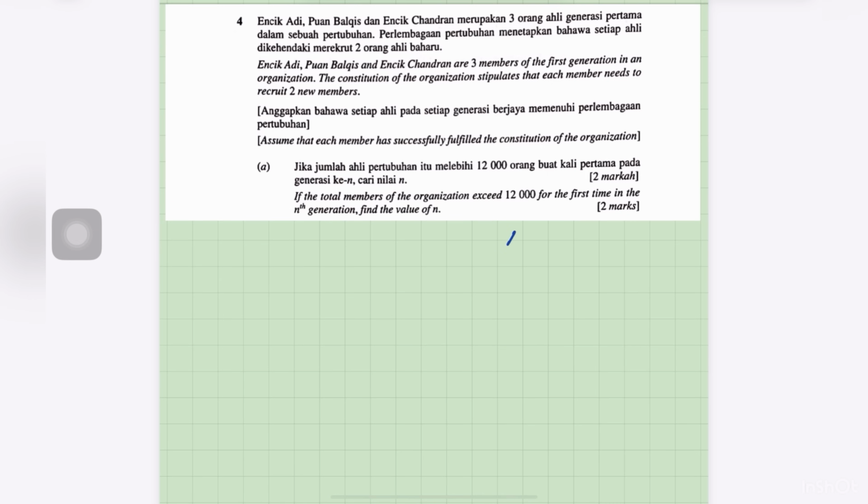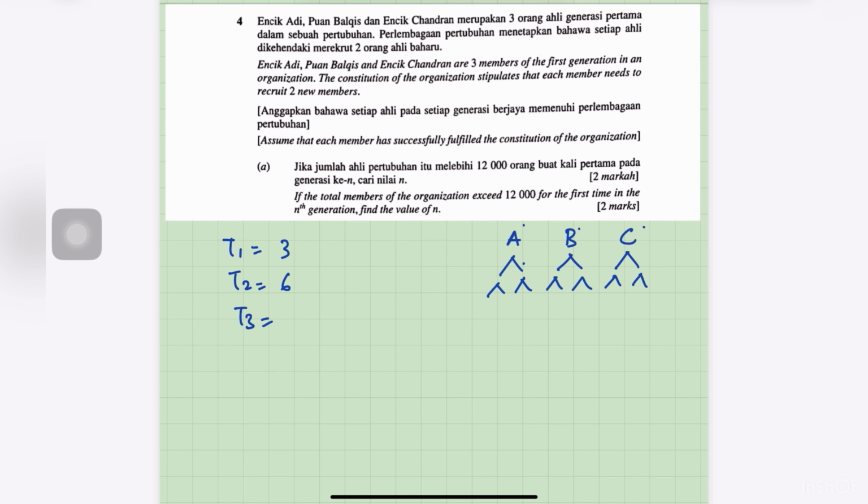So here we have Encik Adi, Puan Balkis and Encik Chandran. Each member needs to recruit 2 new members. So Encik Adi recruits 2 members, Balkis 2 members, Chandran 2 members. After that, they each recruit 2 members again. So we can find out the type of progression here. T1, here 1, 2, 3, so 3. T2 is 2, 4, 6, so 6. T3, we have here 12.